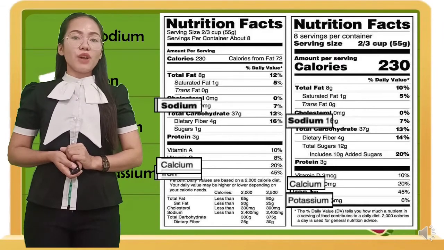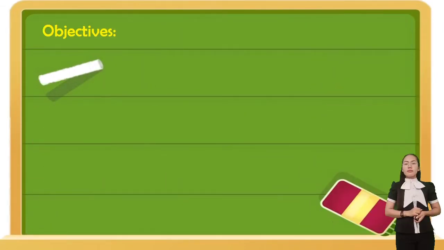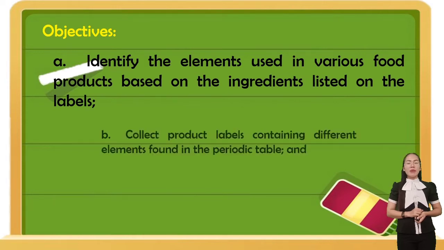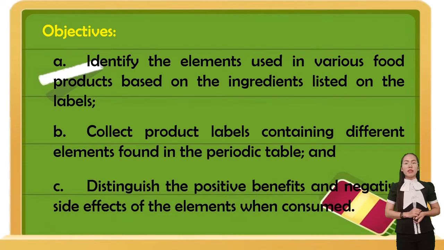Our objectives are the following. First, identify the elements used in various food products based on the ingredients listed in the labels. Second, collect product labels containing different elements found in the periodic table. And lastly, distinguish the positive benefits and negative side effects of the elements when consumed.